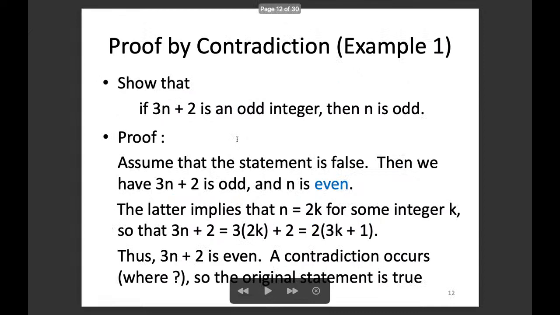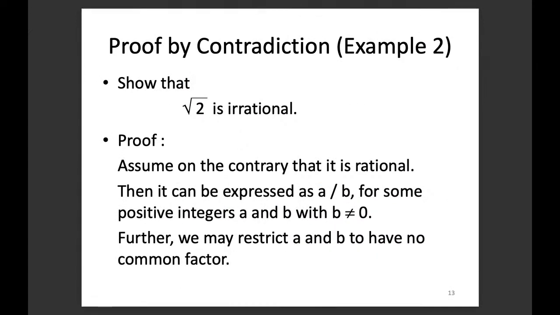Okay, let's see another example. This is a super famous example. This is a proof that is known, I think, more than 2,000 years ago. It appears in the book written by Euclid. Euclid has a book called Elements. This is one of the examples shown there. Here we want to show square root 2 is irrational.